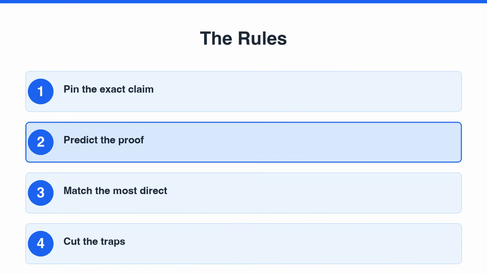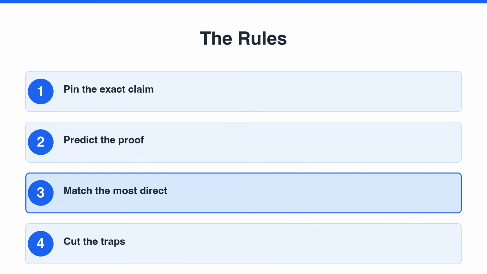Step 2. Predict the proof. Now finish this sentence before reading any options. A finding that shows blank would make this claim more likely true. Predicting first is what keeps a slick-sounding distractor from feeling supportive. You'll be comparing choices to your prediction instead of falling for each one's vibe.